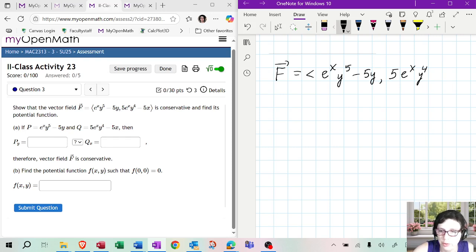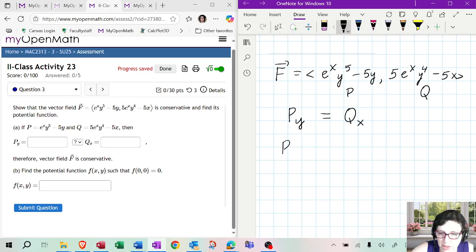Okay, so in order to figure out if a force in 2D is conservative, suppose it has two components, P and Q. We want to take the partial derivative of P with respect to Y and make sure that the partial derivative of Q with respect to X is the same. Okay, let's see if that's correct.